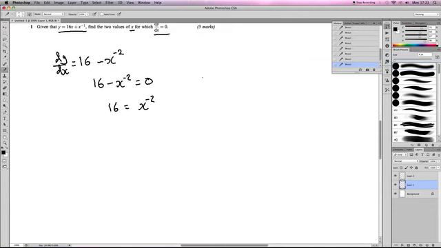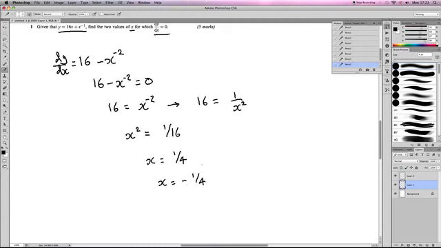And at this point, I'm going to convert this back into a fraction. So it's going to be 16 is equal to 1 over x squared. Do a bit of rearranging, and we've got x squared is equal to 1 over 16. Take the square root, and we've got two answers for x. One of them being 1 over 4, and the other one is minus 1 over 4.